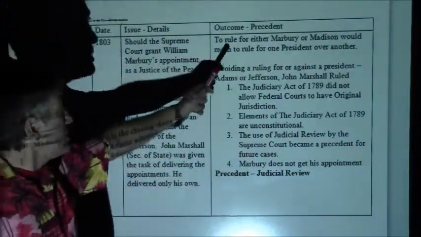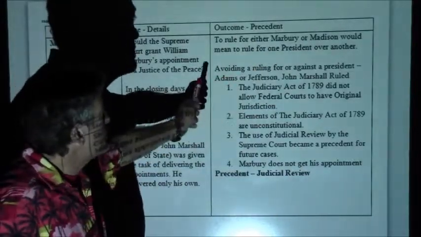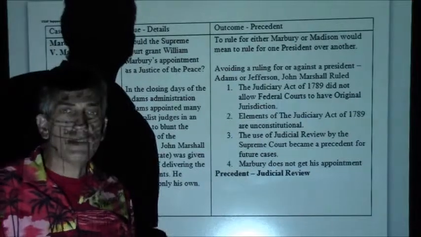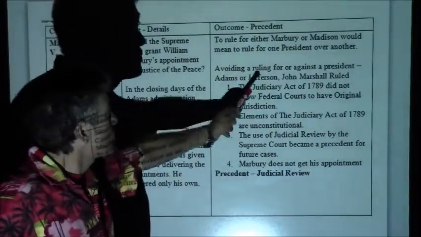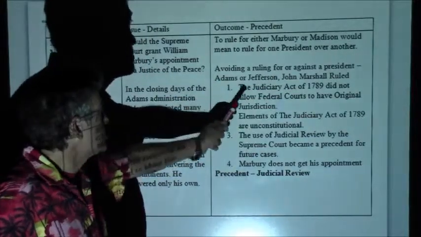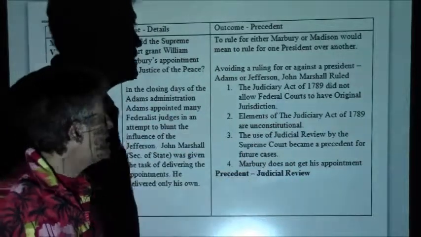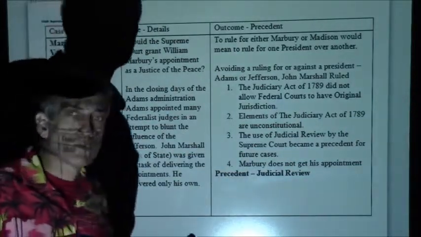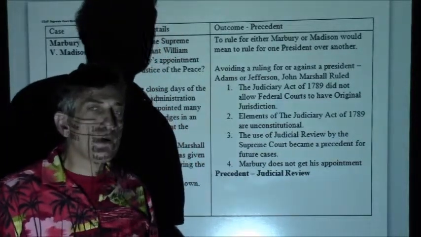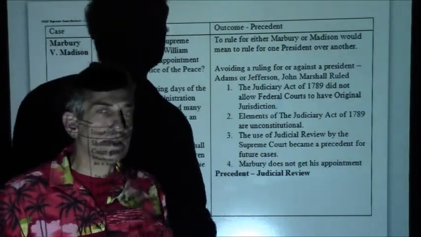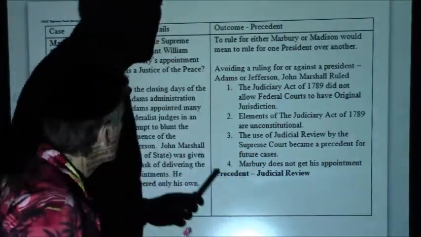Anyway, so on the right side of the outcome in the charts that were precedent, to rule for either Marbury or Madison would mean to rule for one president over another. Don't confuse the word precedent and president, by the way. So, avoiding ruling for or against a president, Adams or Jefferson, John Marshall ruled. First, the Judiciary Act of 1789 did not allow federal courts to have original jurisdiction. If you have a problem, you start in your local court, and then you have to go through the State Court of Appeals to get into the federal court system. Marbury started in the wrong court. So, one strike against Marbury.